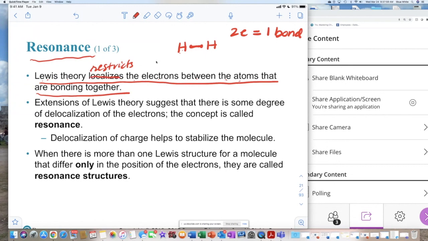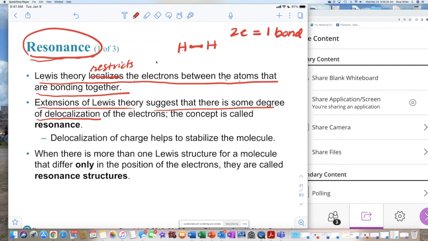It's interchangeable words. Extensions of the Lewis theory suggest that there's some degree of delocalization. When you look at other theories beyond Lewis's theory, such as resonance theory, the resonance theory shows that electrons don't necessarily have to be stuck. Not all the electrons have to be stuck between the bonding elements. Some electrons are able to spread beyond the bonding elements. Okay?